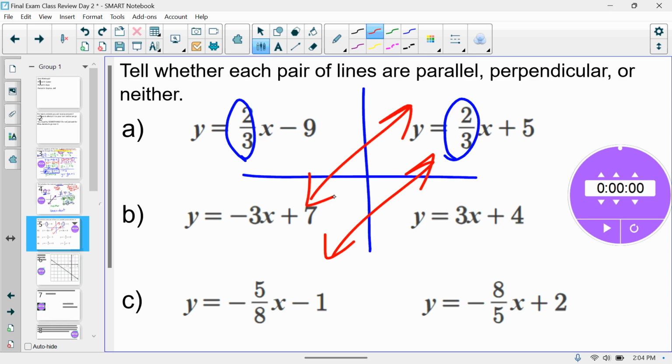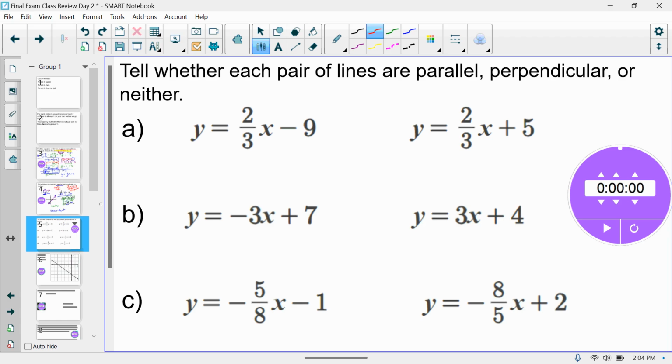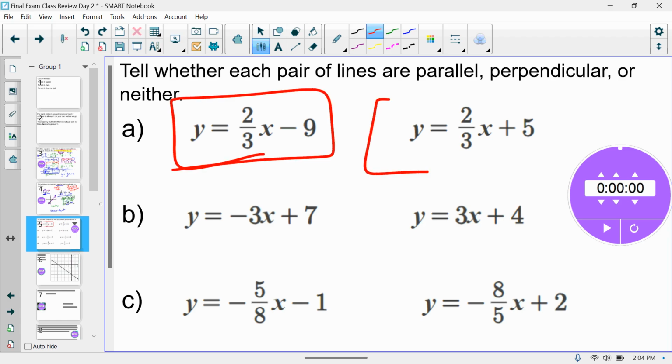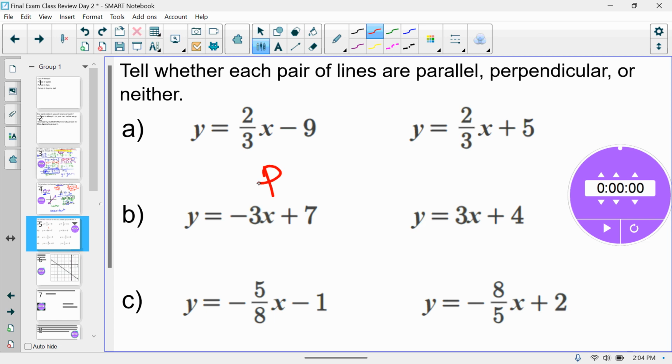And guys, you always could graph it in your graphing calculator, right? Like we could just plug this in y1 and this in y2 and look at the picture, and that's what you would see. You would see two parallel lines.